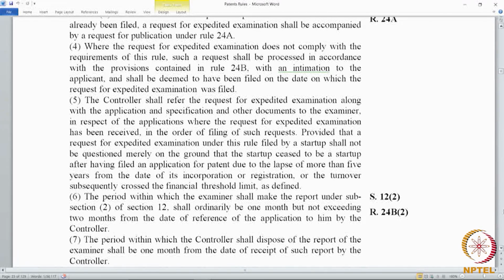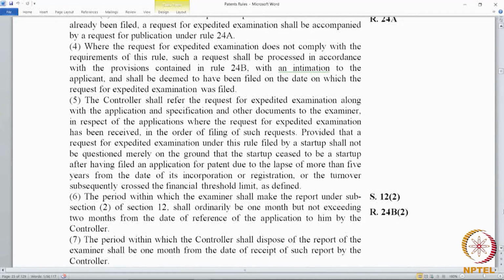Rule 24B, we know, is the normal application and normal examination process, the examination of an application. Now, Rule 24B is normally initiated by filing Form 18, but in this case, because the applicant chose to file Form 18A instead of Form 18, but without satisfying the conditions laid out in 24C, the application will proceed as a normal application. So, though you have taken a request for expedited examination, if you do not comply with the requirements in the rule, then it will proceed as a normal request for examination under 24B.